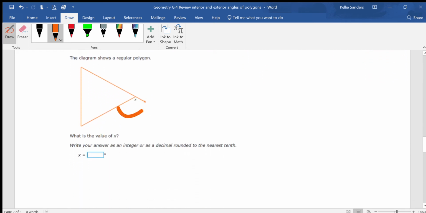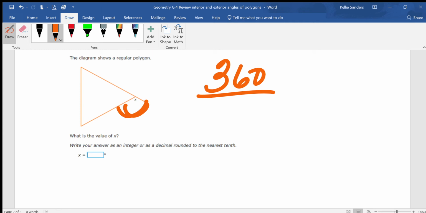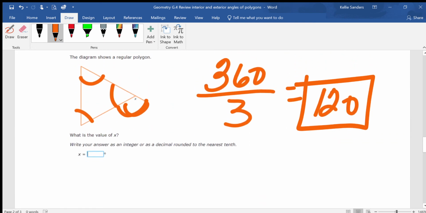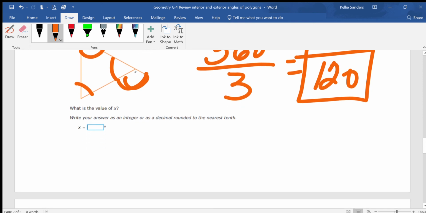You have one exterior angle. How many are all exterior angles? 360. How many exterior angles would we have on this one? 3, because there's a triangle. So we divide 360 by 3 and get 120. I knew that was going to do that. That's why I paused. There we go.